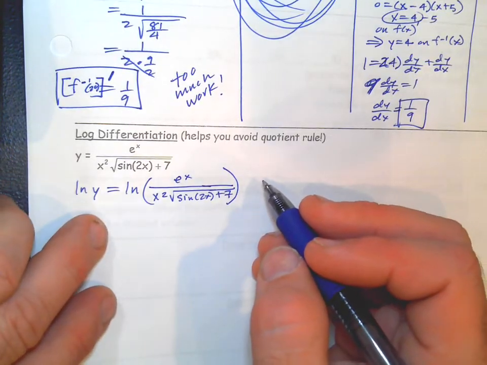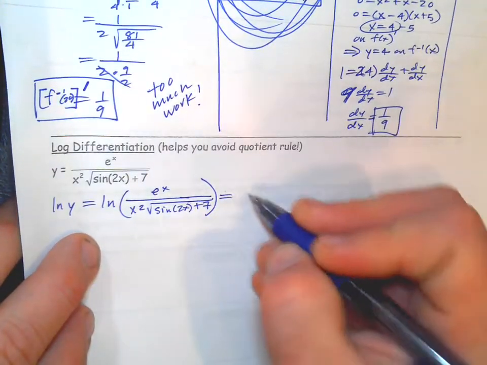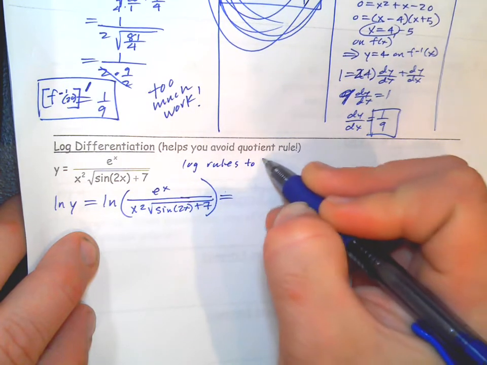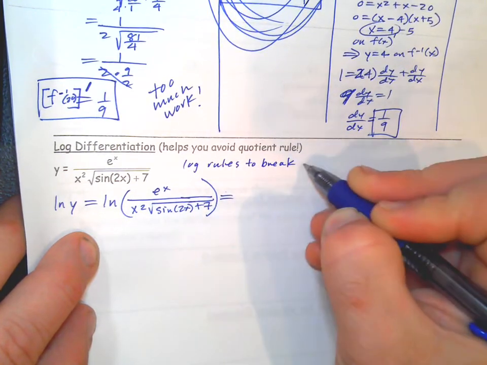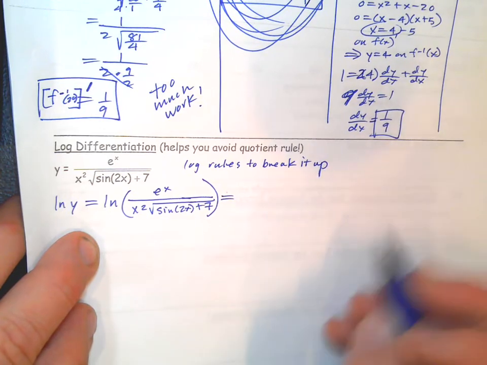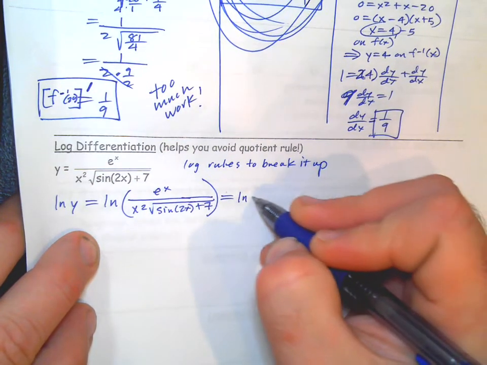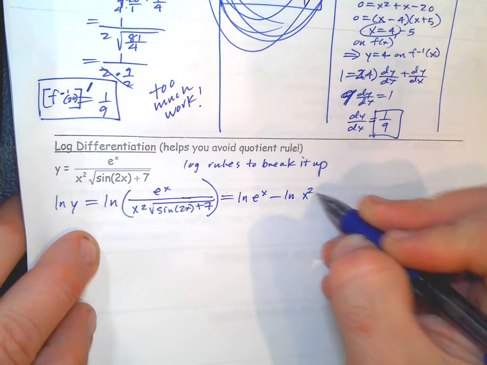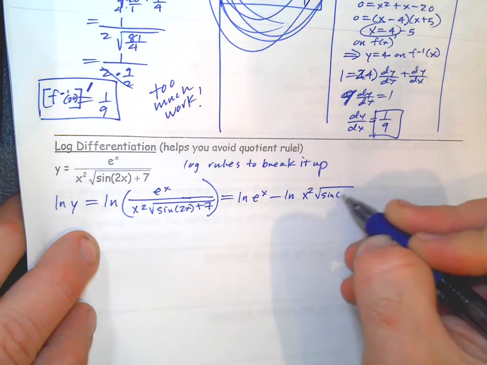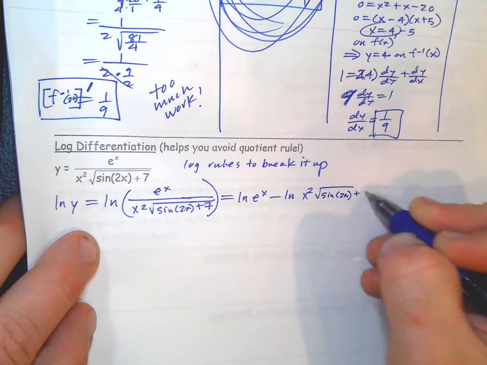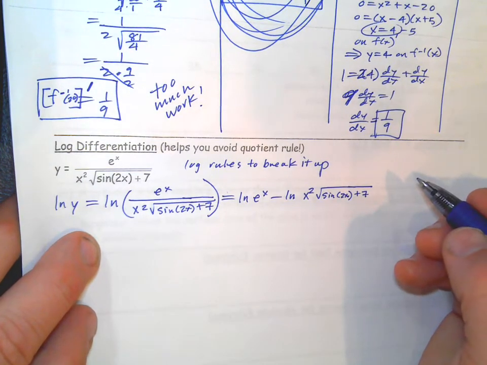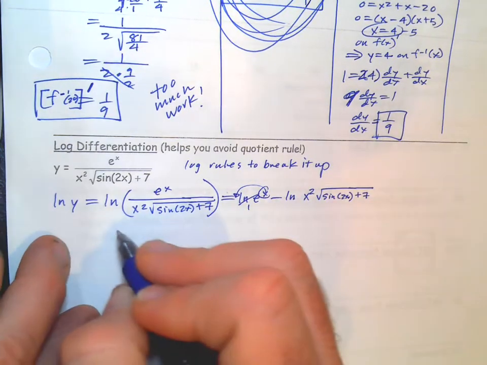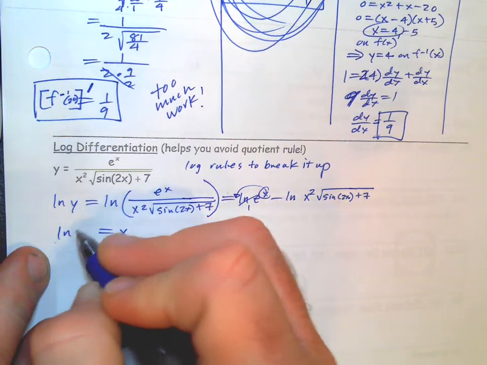So what we're going to do is use log rules to break it up. But we had to introduce a log to even get one. So it's going to be natural log of e to the x minus natural log of x squared times the square root of sine 2x plus 7. So that's the first step. That gets rid of the quotient rule. You move this out in front, that's going to become 1, so now that's x. I'm not doing derivatives yet.